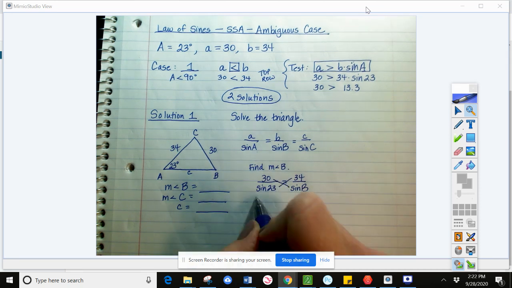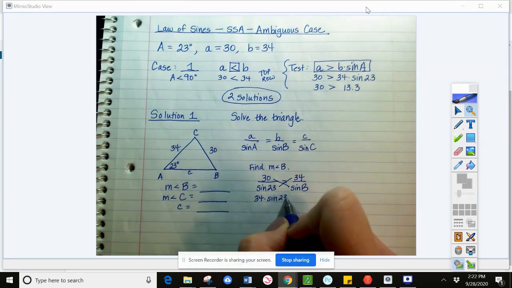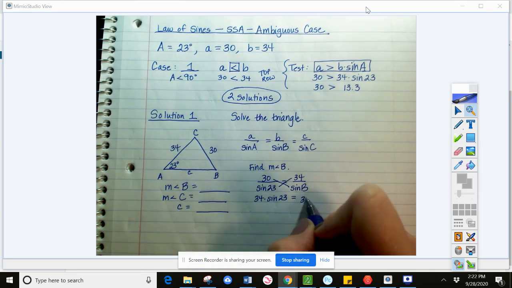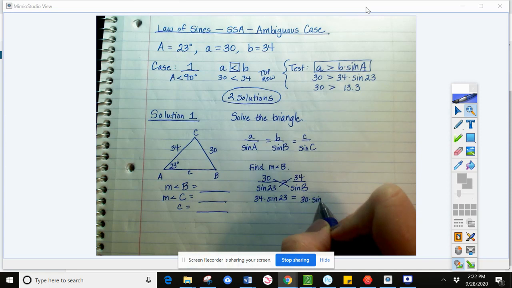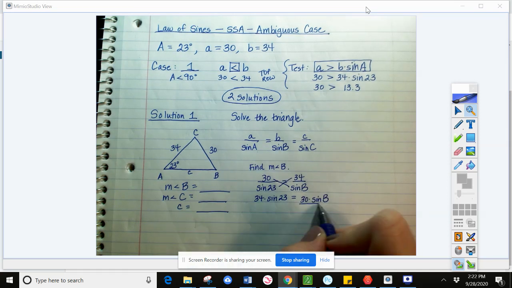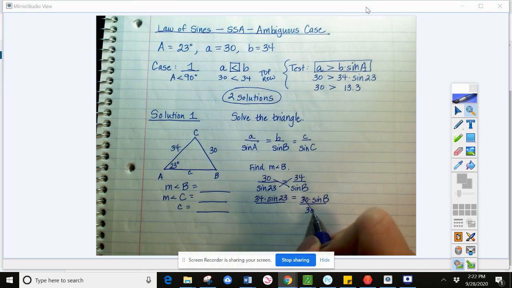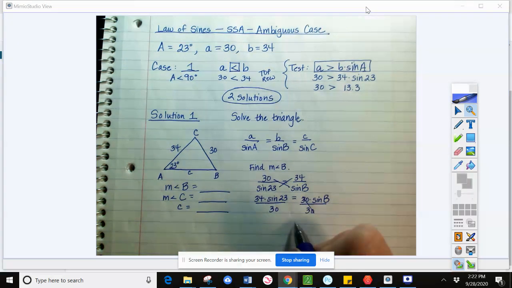34 times the sine of 23 is equal to 30 times the sine of big B. We're trying to isolate B, but it is attached to a sine, so we need to leave it that way. Alrighty. So I do want to bring my calculator on screen here and show you a little trick for this part.